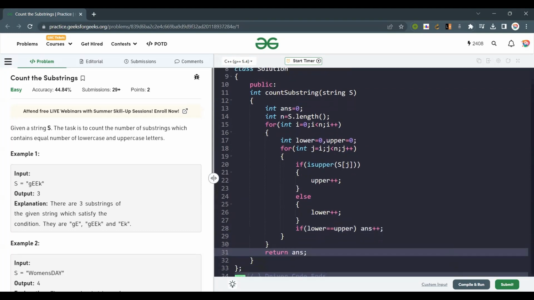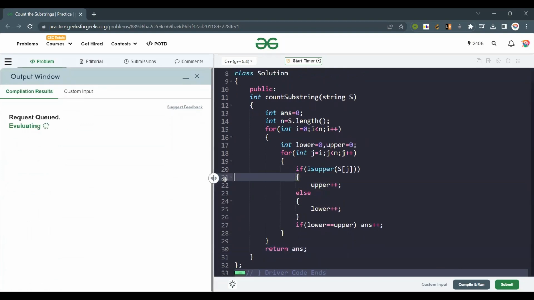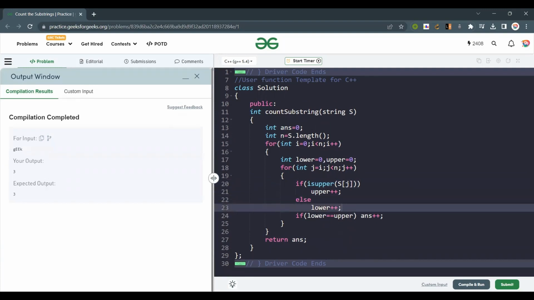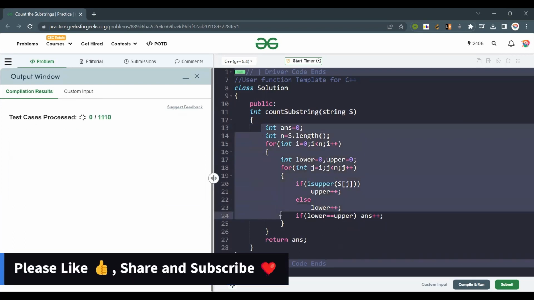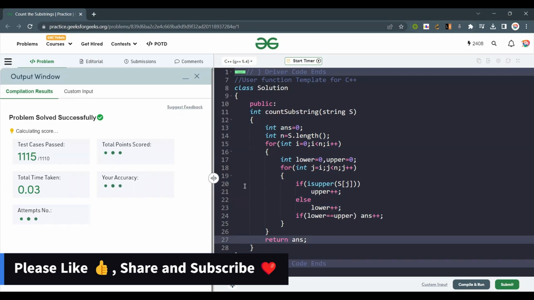Just an easy question. Let's try to compile the code. We can remove these extra brackets to make the code smaller. Let's try to compile again. Now let's submit the code. Yes, it's totally working fine.